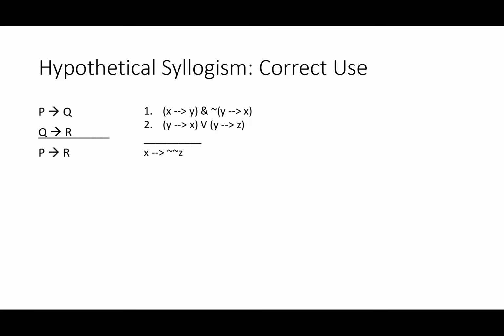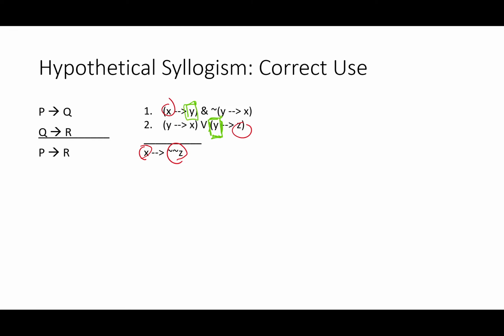We can also put this to use in a more complex example. If x then y, and it's not the case that if y then x. If y then x, or if y then z. Therefore, if x, then not z. Well, when we see x as the antecedent of a conditional in the premise and in the conclusion, that's a good sign we might want to end up using a hypothetical syllogism. Then we see that the consequent of our conclusion is a consequent of a different conditional in our premises. That's a real good sign. We're going to want a hypothetical syllogism.